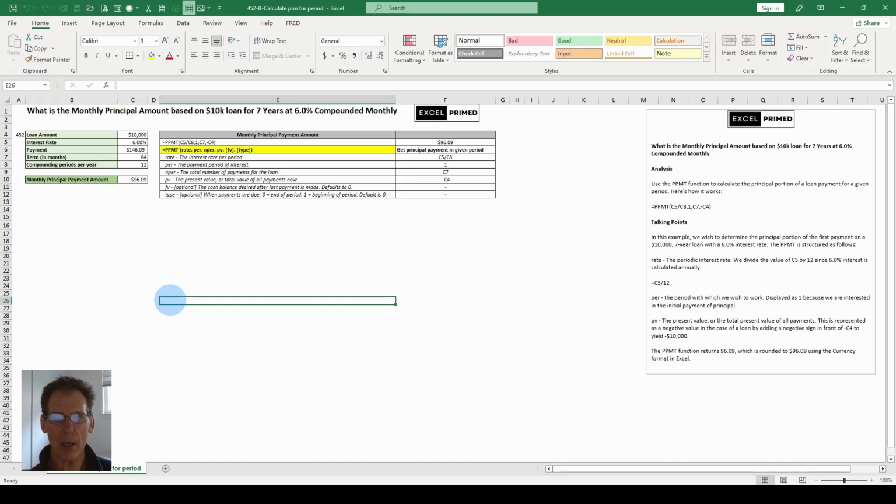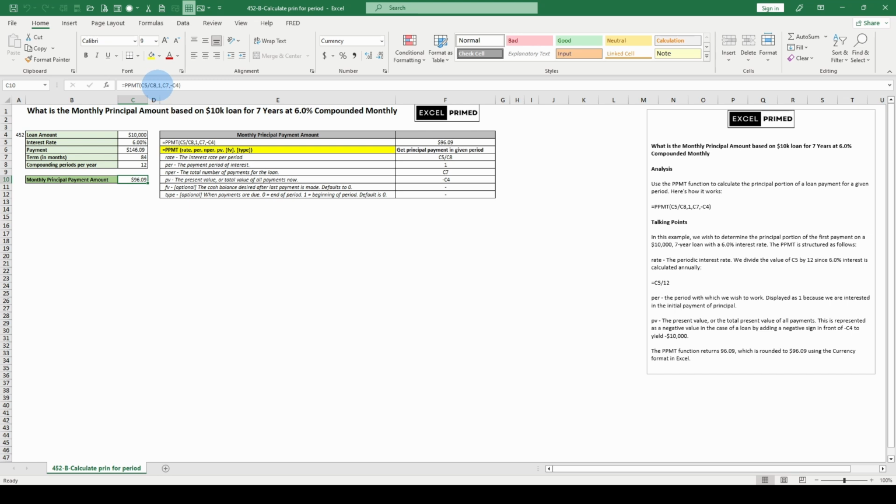We did the interest amount. How about we figure out the principal amount per payment? It's pretty simple. All we're doing is looking for the new tool. Here's the new tool, PPMT, principal payments. Use the PPMT function to calculate the principal portion of a loan payment of a given period.